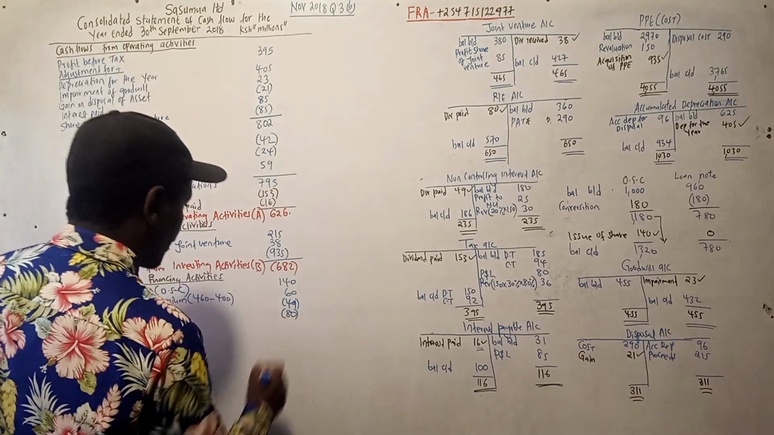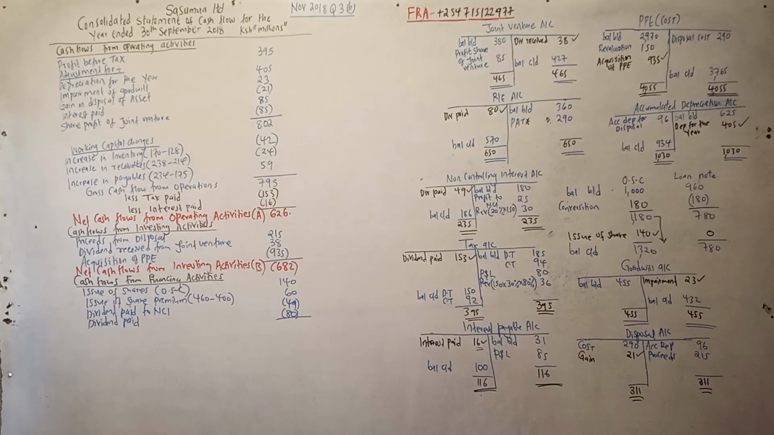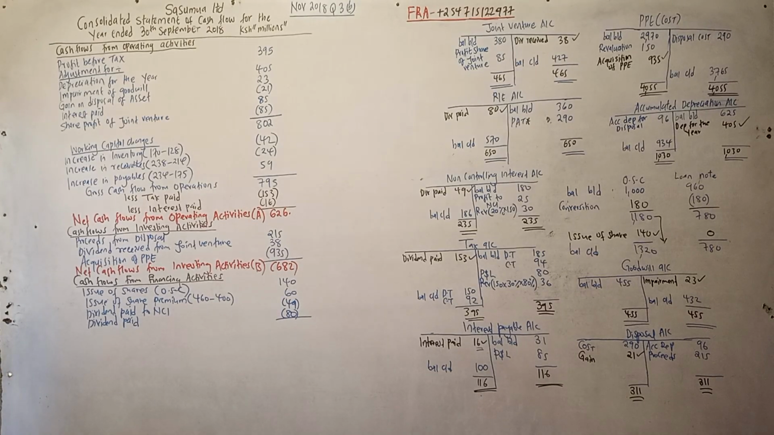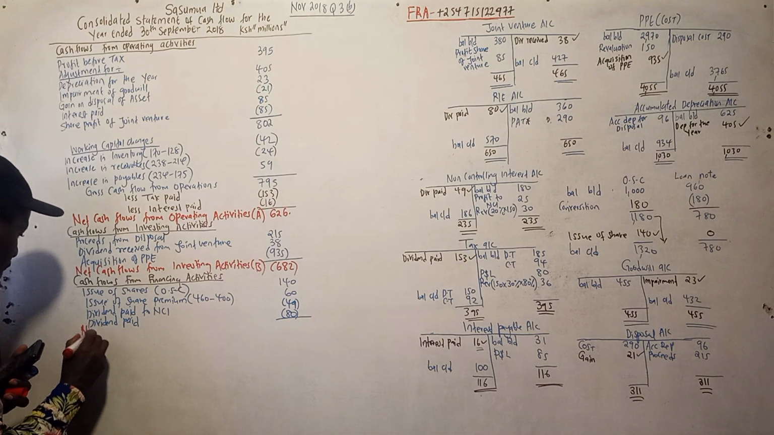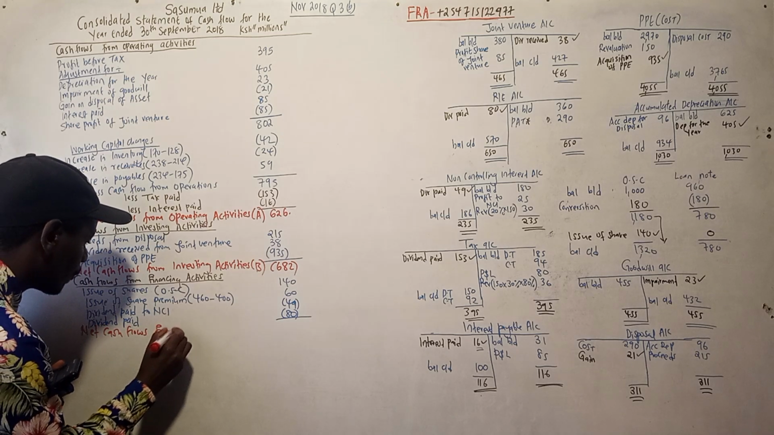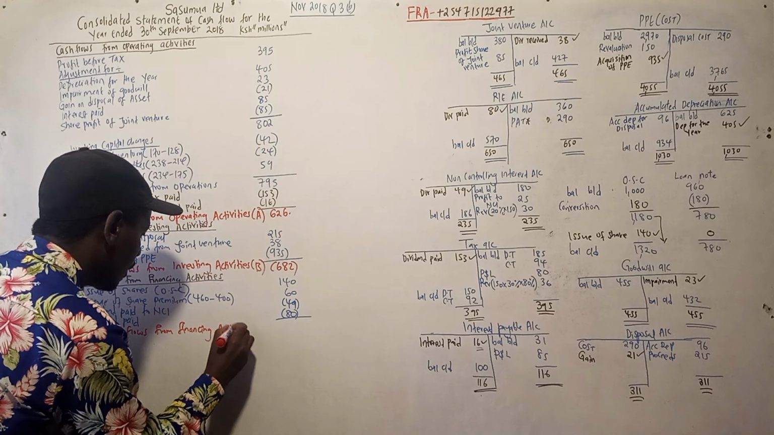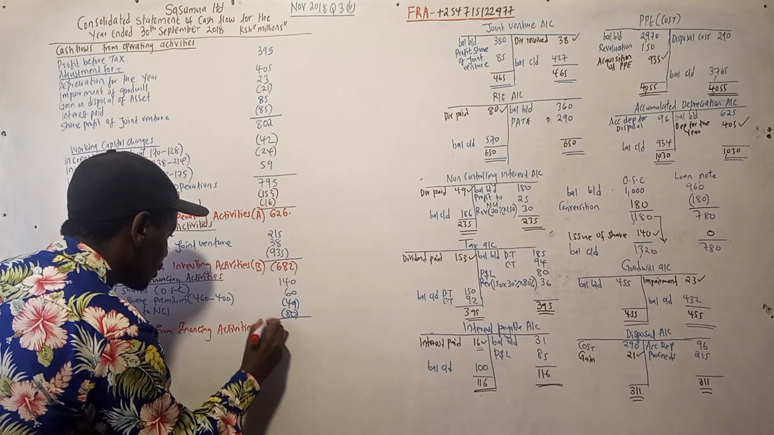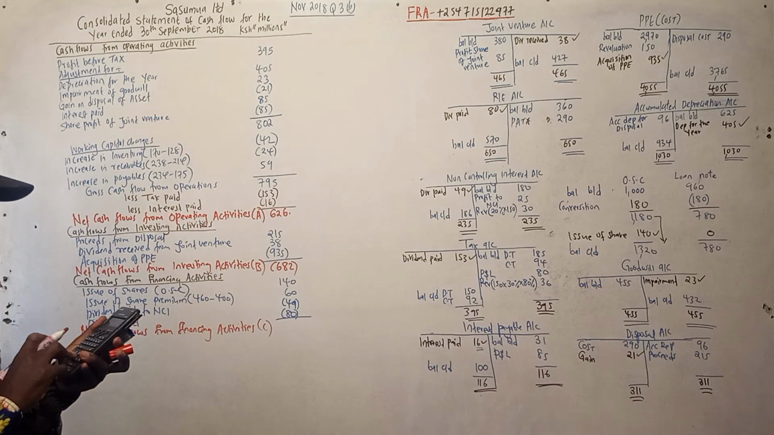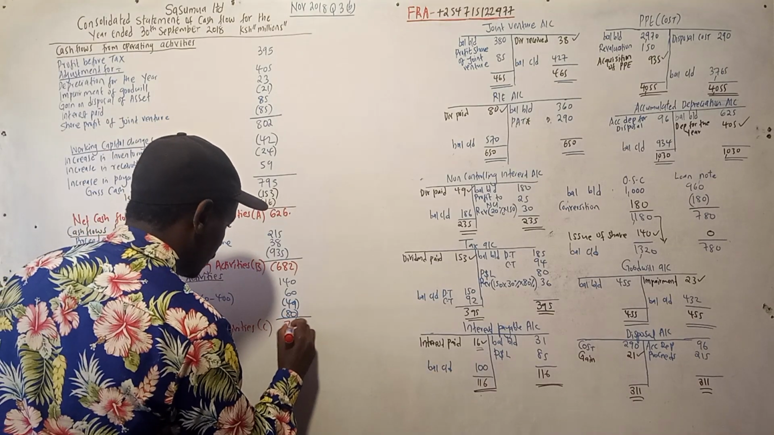Now we can get the net cash flow from our financing activities. Net cash flows from financing activities, and you call it C. So 140 plus 60 minus 49 minus 80, that is 71.